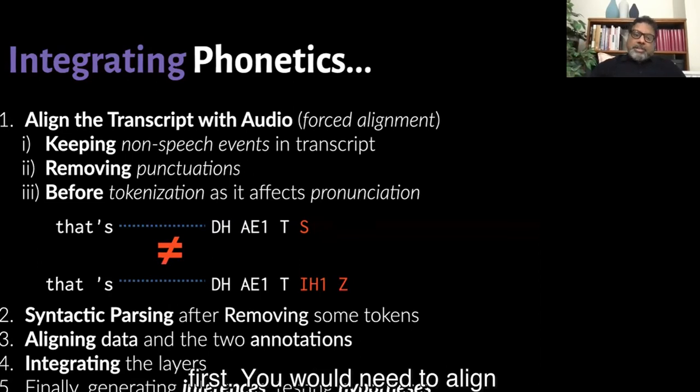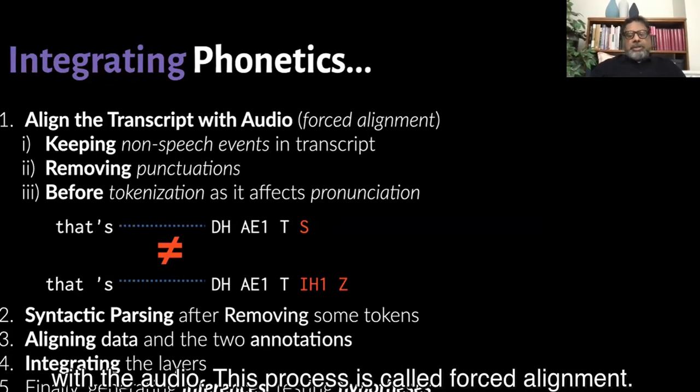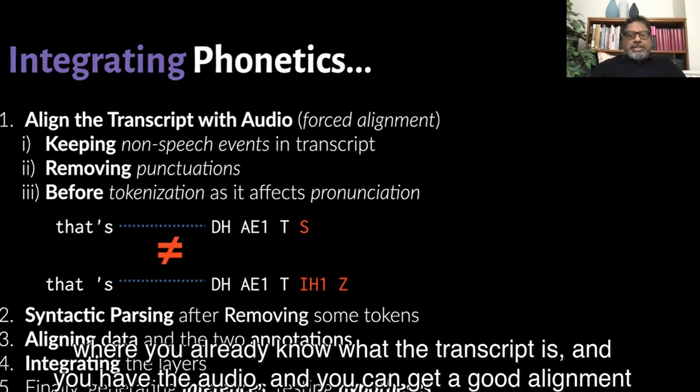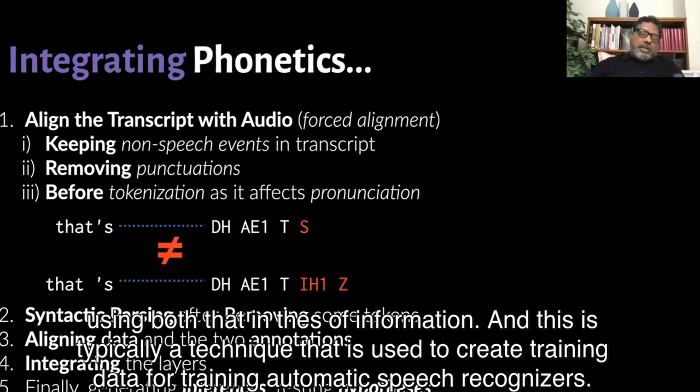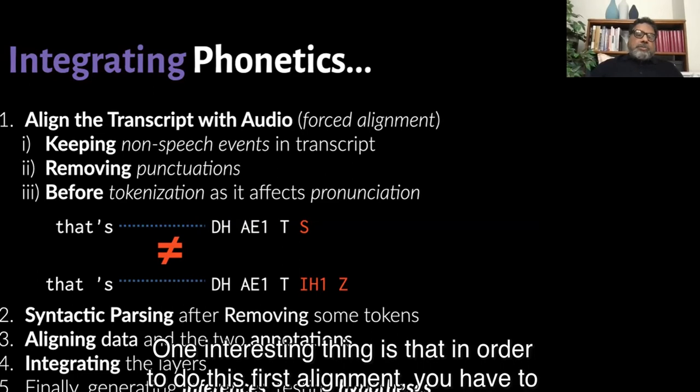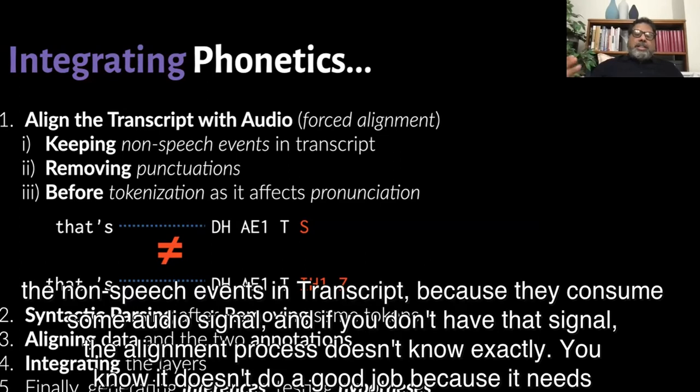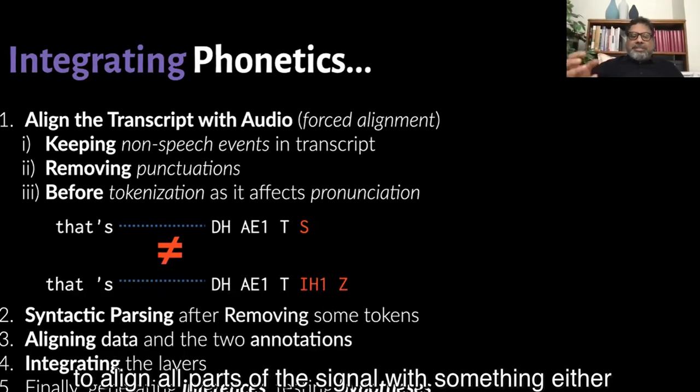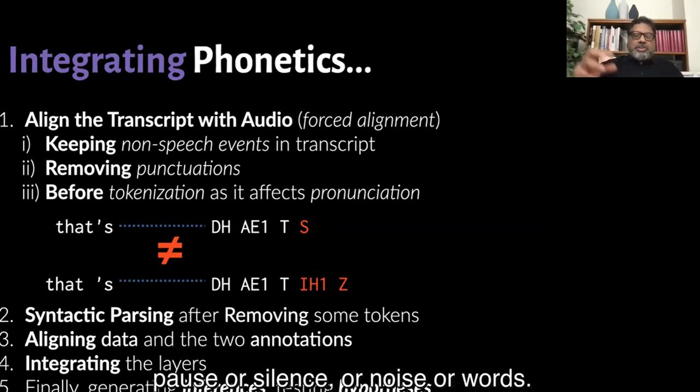It would need you to take a few steps. First, you would need to align the transcript with the audio. This process is called forced alignment, where you already know what the transcript is and you have the audio, and you can get a good alignment using both pieces of information. This is typically a technique used to create training data for training automatic speech recognizers. One interesting thing is that in order to do this forced alignment, you have to keep the non-speech events in the transcript because they consume some audio signal. If you don't have that, the alignment process doesn't do a good job, because it needs to align all parts of the signal with something: either pause, silence, noise, or words.